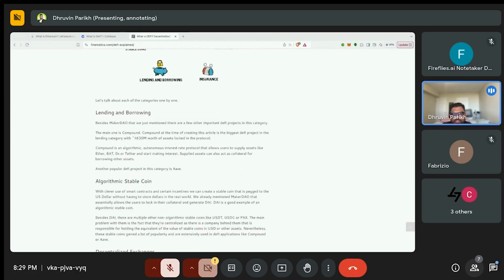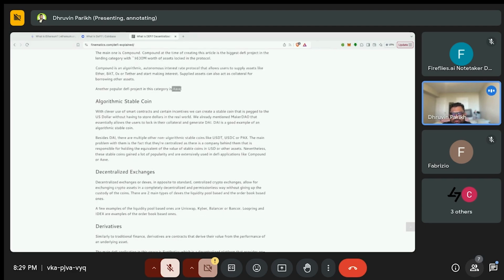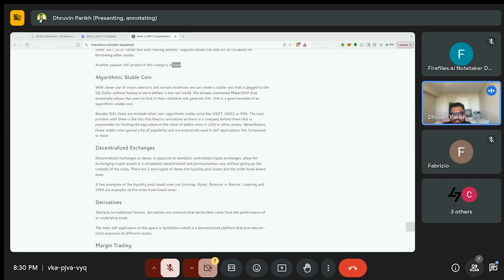Another protocol is Compound. Compound and Aave are both peer-to-peer lending protocols. Compound is an algorithmic, autonomous interest rate protocol. We also did a series of office hours regarding a peer-to-peer lending and borrowing protocol similar to Compound, so you can also take a look at that. And Aave is also one of them. Then we have the algorithmic stable coin, which we talked about in terms of MakerDAO. USDC is not algorithmic.